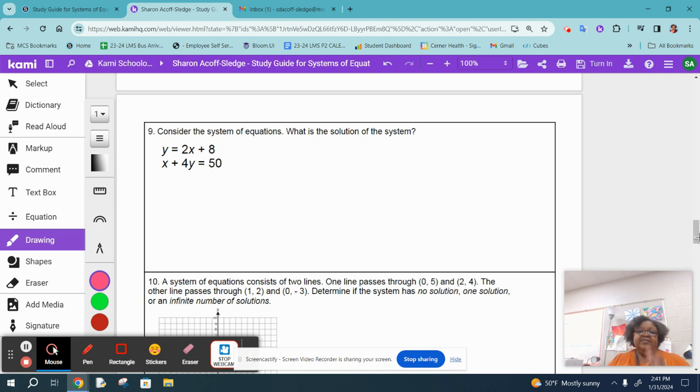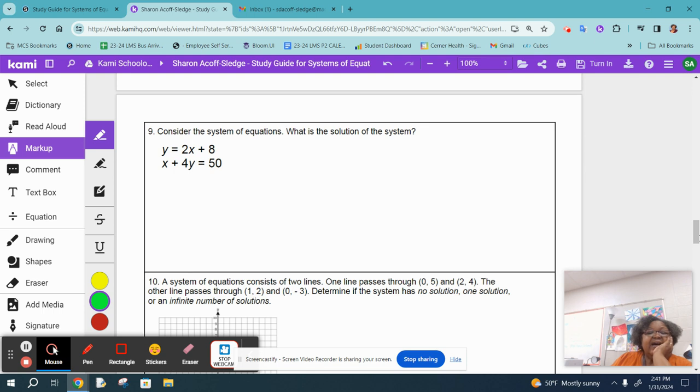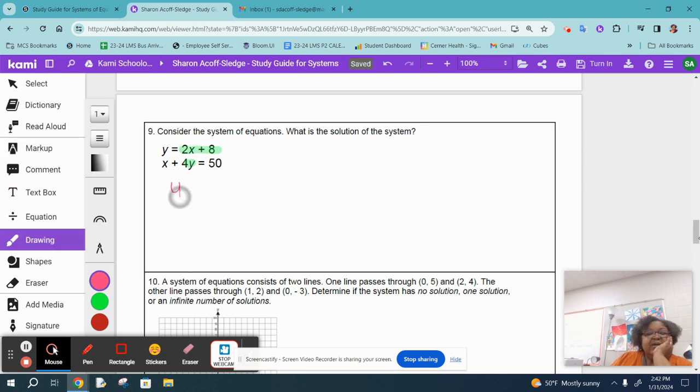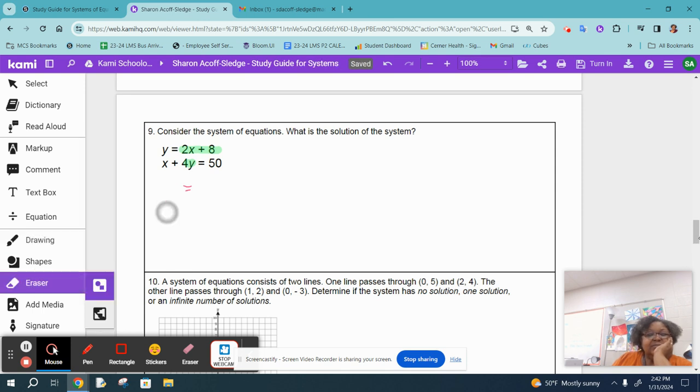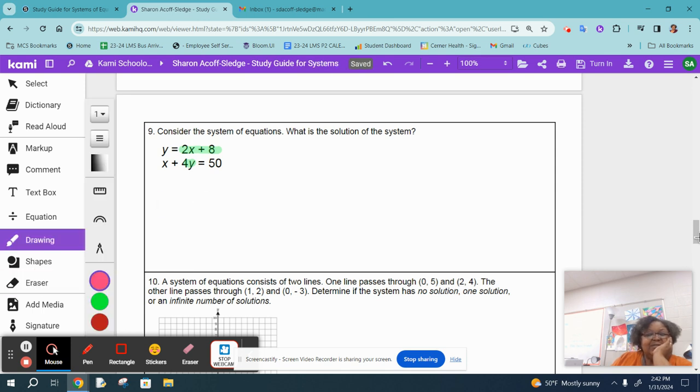So it says consider the system. What is the solution? We have to do substitution. We know it's substitution because this is already solved for y. So we're going to take this value and put it right here. And remember, when we substitute, y goes out of the game. I'm substituting it here. So x plus 4 times y, and y is 2x plus 8. So remember, take the y out of the game, equals 50.